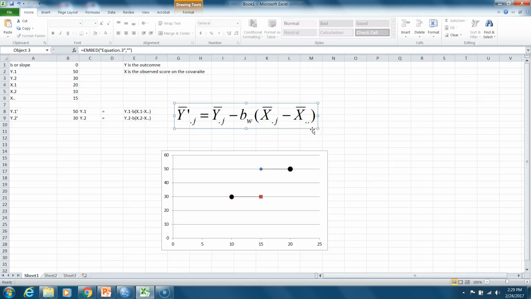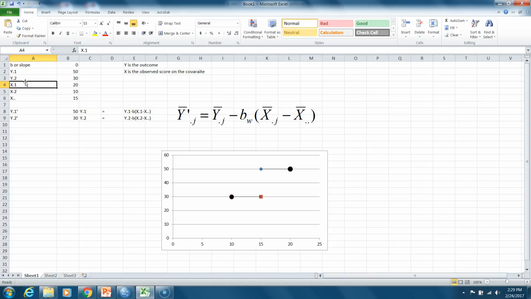Over on the left-hand side, I denote a couple of things. This is going to be the slope, so 0 is the slope right now. These are all intended to be y bars or x bars, that is, they're intended to be means. So this is the mean of group 1 and the mean of group 2 on the outcome measure. That should read outcome here. The next ones are the mean of the covariate for group 1 and the mean of the covariate for group 2. This is the grand mean. These two are symbolic of our adjusted mean of group 1 and adjusted mean of group 2. So I just wanted to set you up.